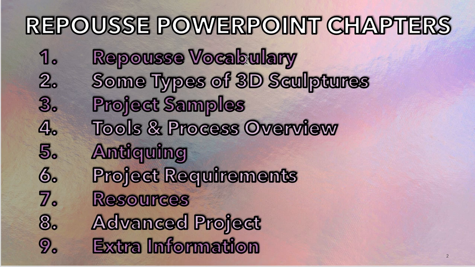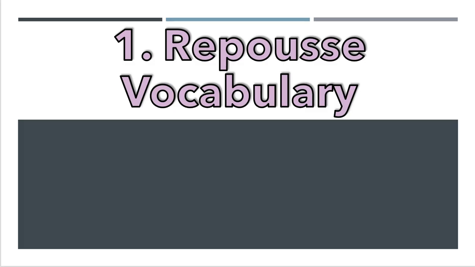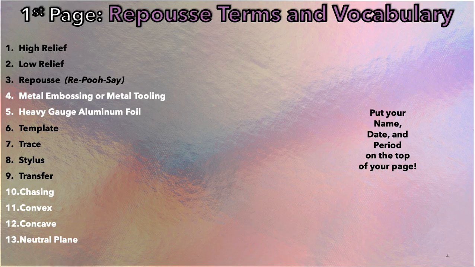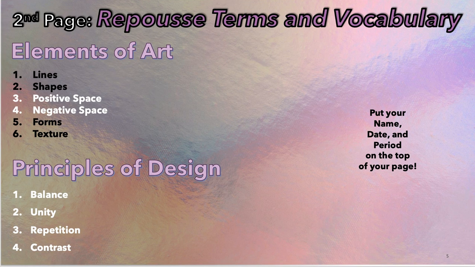The chapters are the vocabulary, types of 3D sculptures, some samples, tools and processes, an antiquing option, the requirements for the project, resources, an advanced project, and extra information. Starting with the vocabulary, you need to set up 2 sketchbook pages. Please put the title, name, date, and period on top, and copy down all of this vocabulary. The second page, you're going to be using your elements and principles. As you go through the PowerPoint on your own, you will fill those out.